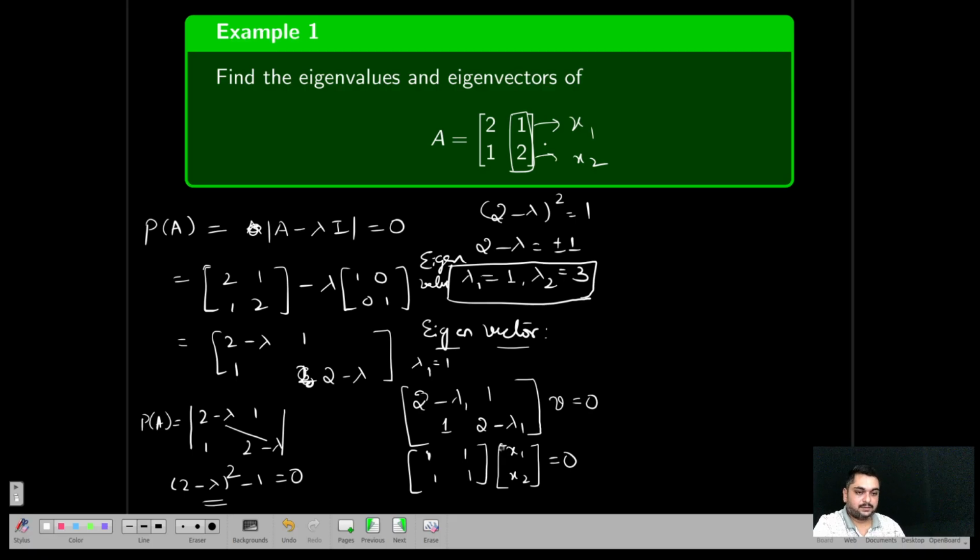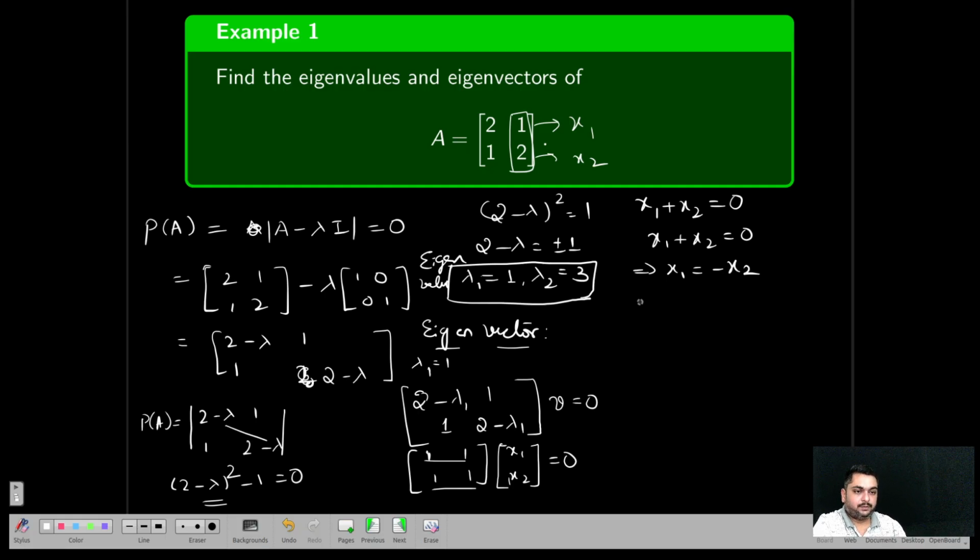We will be solving like this. Now what will be the equations? Multiply this row and this column, and it forms an equation. The first equation is x1 plus x2 is equal to 0. Then another equation is again the same, x1 plus x2 is equal to 0. So both say x1 is equal to minus x2. Right?